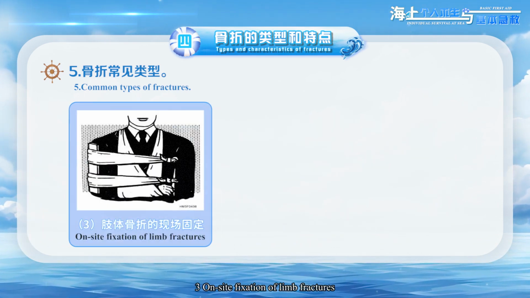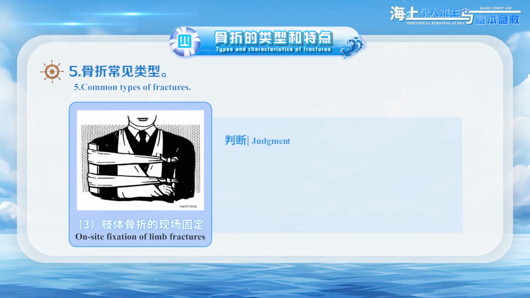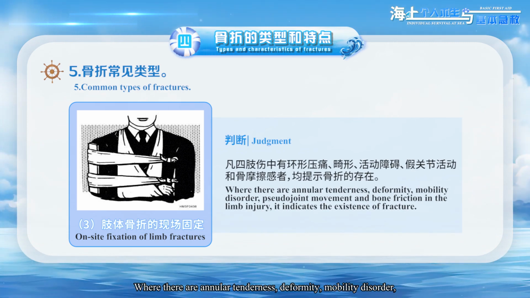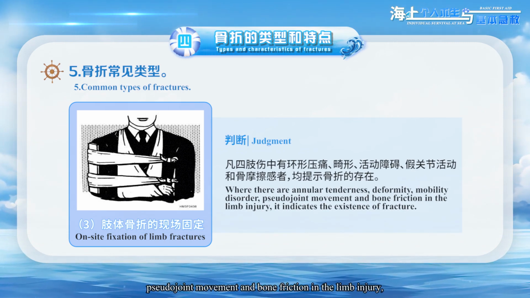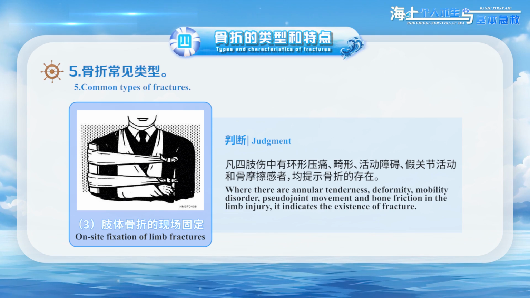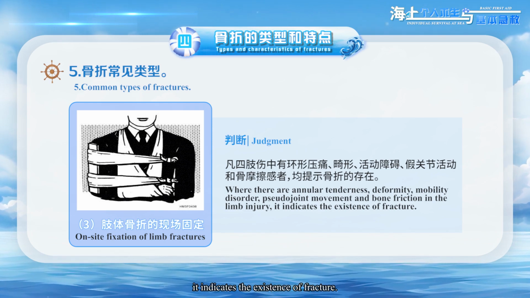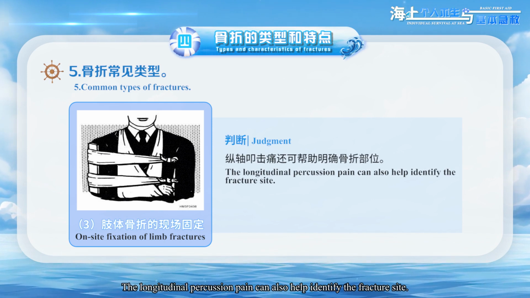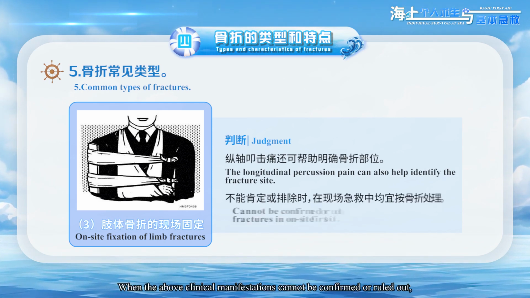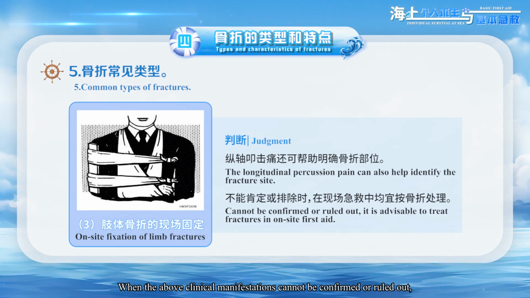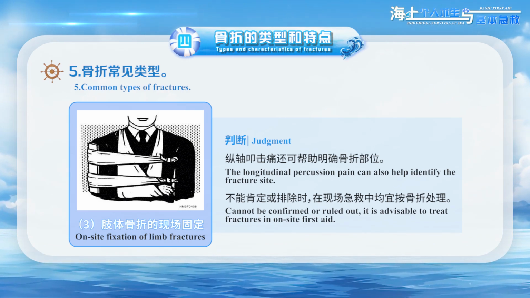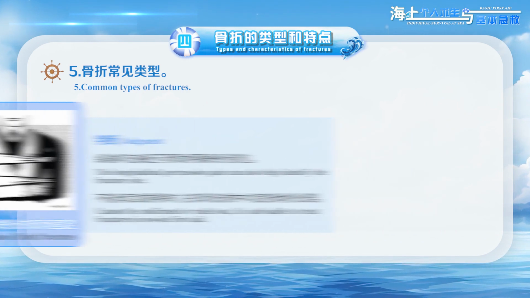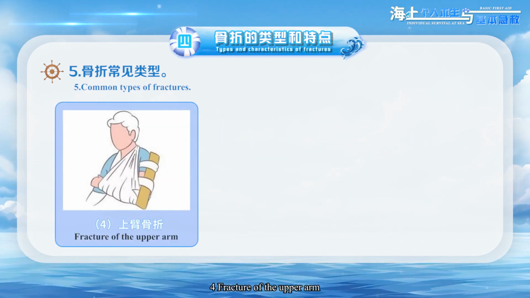3. On-site fixation of limb fractures. Judgment: where there are annular tenderness, deformity, mobility disorder, pseudo-joint movement, and bone friction in the limb injury, it indicates the existence of fracture. Longitudinal percussion pain can also help identify the fracture site. When the above clinical manifestations cannot be confirmed or ruled out, it is advisable to treat it as a fracture in on-site first aid.